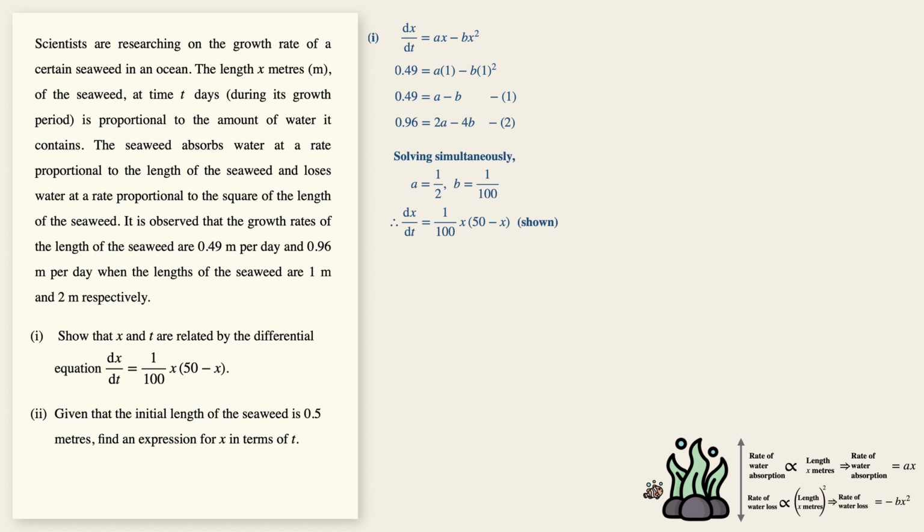Now in part 2, given that the initial length of the seaweed is 0.5 meters, find an expression for x in terms of t. Hence, find the time taken for the seaweed to reach a length of 45 meters. And this is where the solving of a differential equation comes in, where we need to find the general solution of this expression so that we can express x in terms of t.